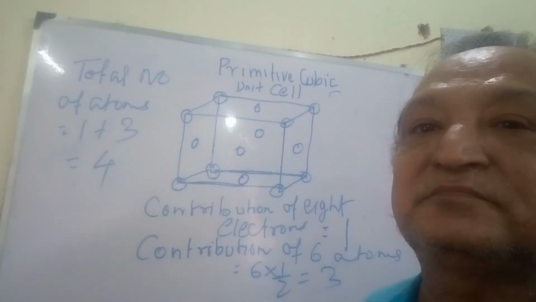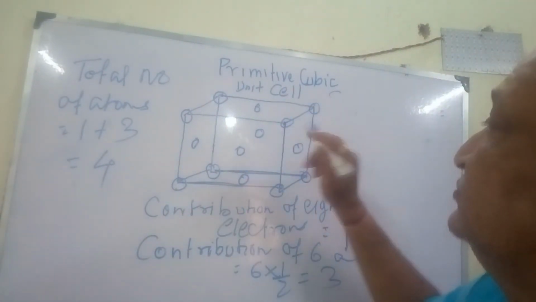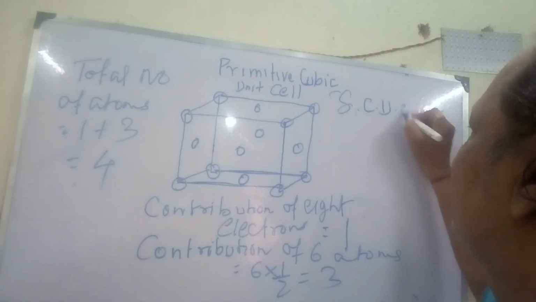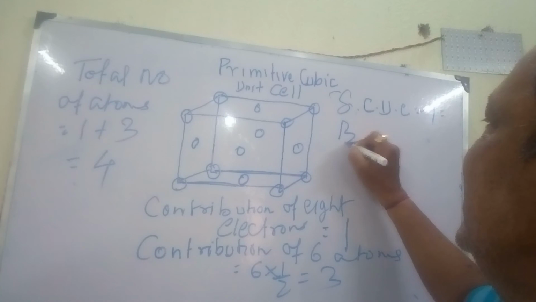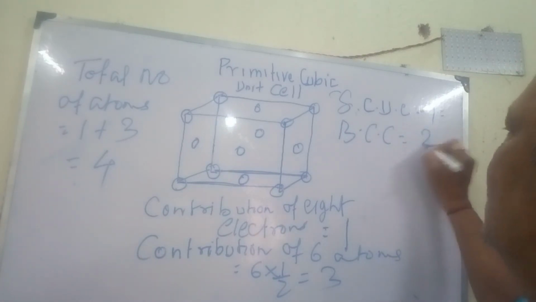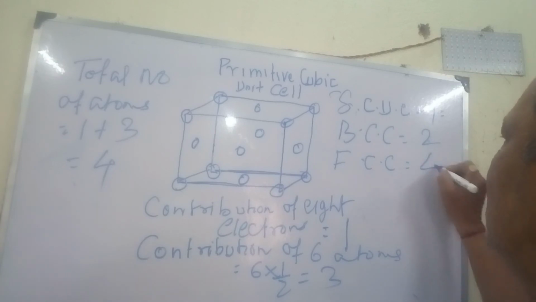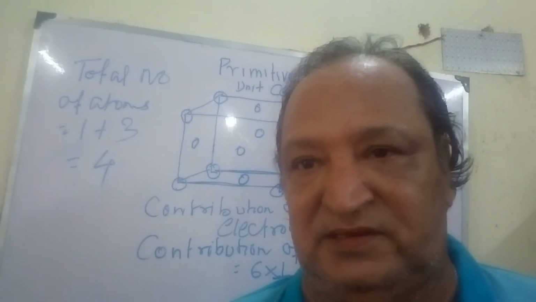Clear? So, simple cubic unit cell, 1, body centered, 2 and face centered, 4. You must remember this.